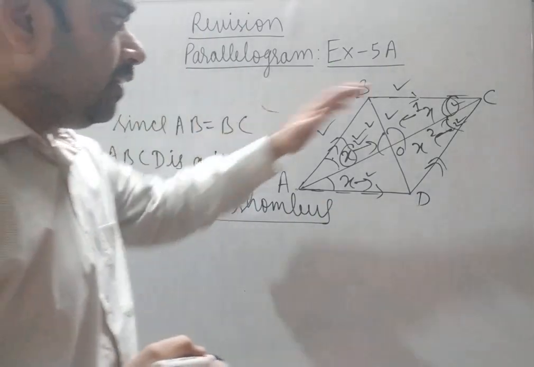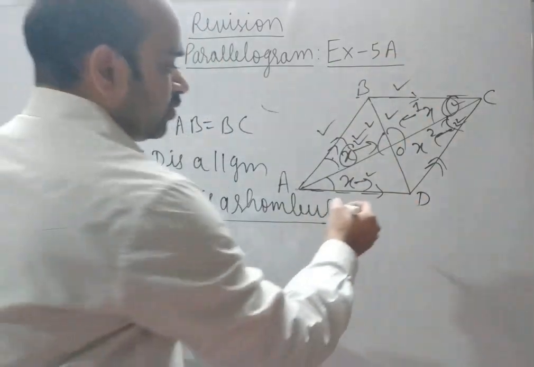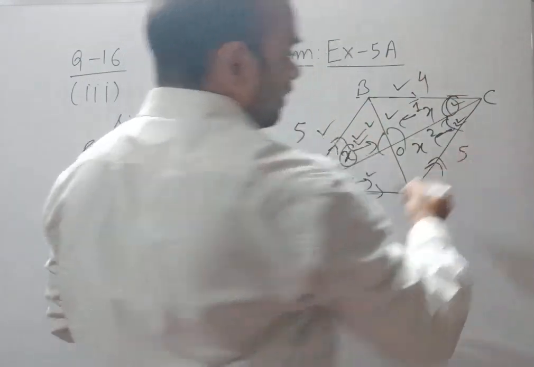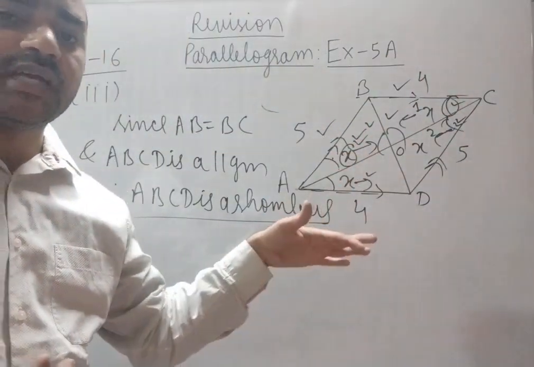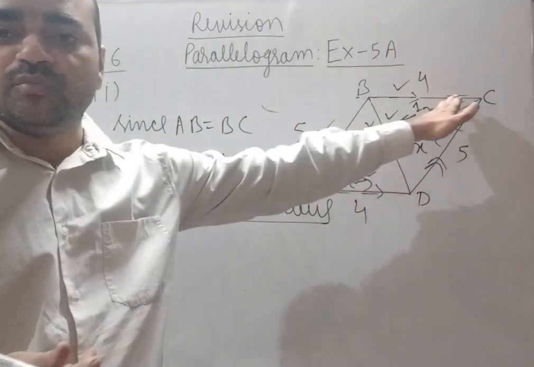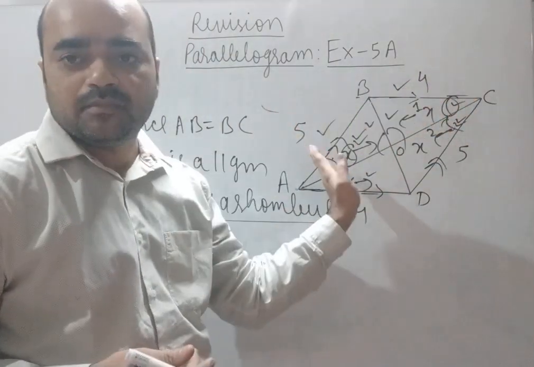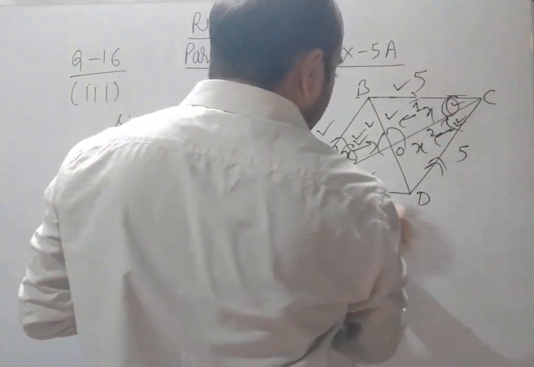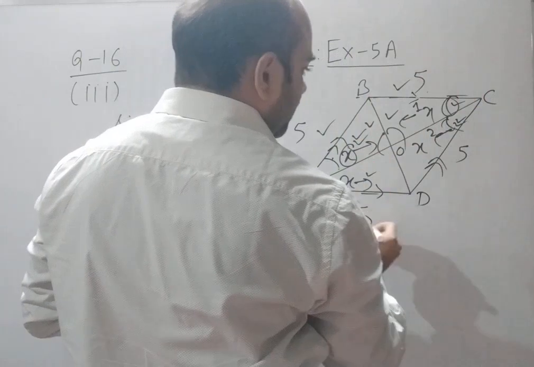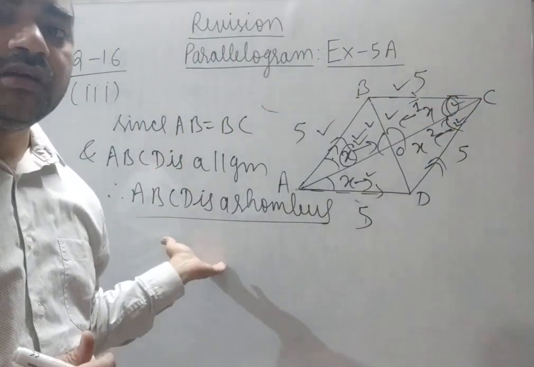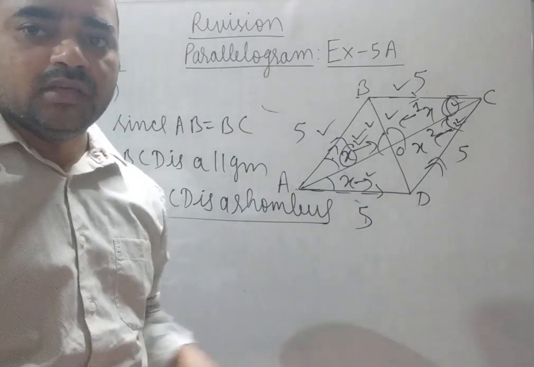Clear? Why? When it is a parallelogram, suppose this is 4, this will be 4. If this is 5, this will be 5, since in a parallelogram opposite sides are equal. But if adjacent sides are equal, we have proved that AB is equal to BC. It means both will become the same, 5, 5 or 4, 4. So this is 5, this is 5, this is 5, this is 5. It means all sides are equal. Therefore ABCD is a rhombus. Correct? Next.